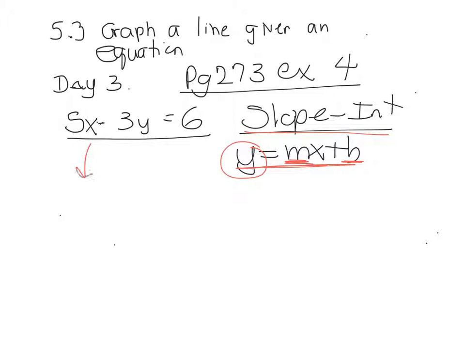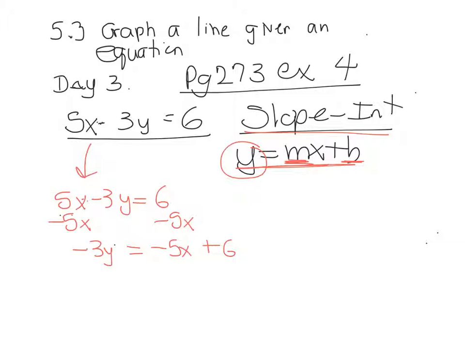So we're going to take this equation, 5x minus 3y equals 6, and we're going to get y alone. I'm going to start by subtracting 5x from both sides. And I have negative 3y equals negative 5x plus 6. Notice that I'm putting the negative 5x first and then the positive 6 next. And that's just because I want it in the form of y equals mx plus b. Now I have to divide everything by negative 3.